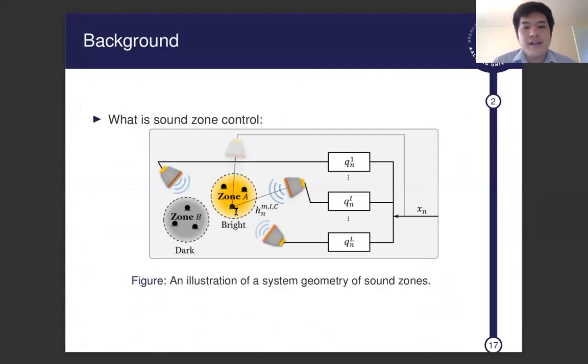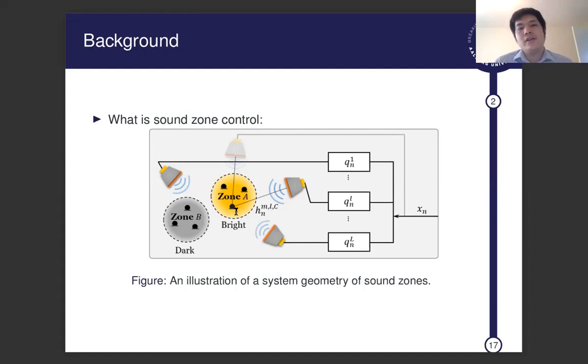In this figure, it shows a system geometry of the sound zones. As you can see from the plot, the input signal x(n) is first put into a control filter called q(n), and then the filtered signal will be fed into the loudspeaker to be played back. And the playback signal will go through the room impulse response called h(n), and then go to different zones.